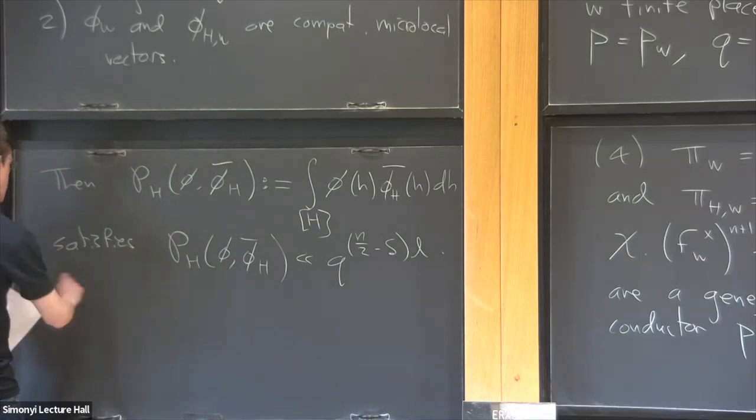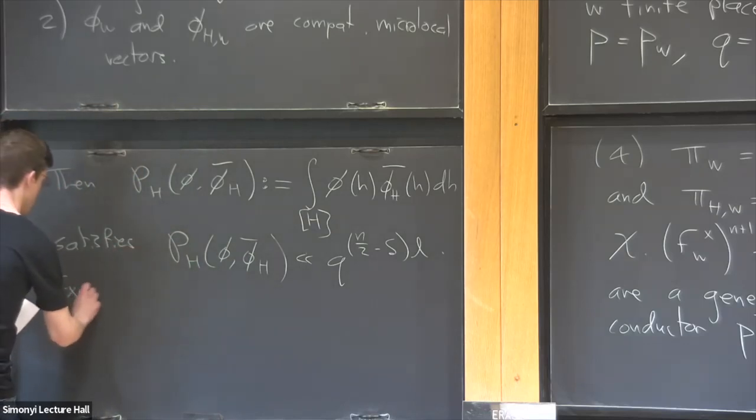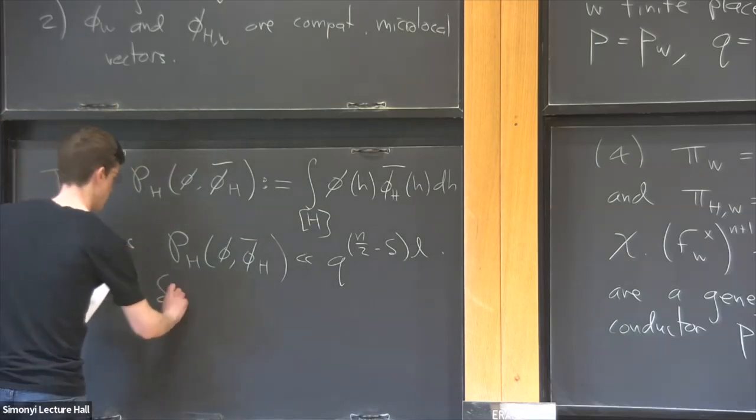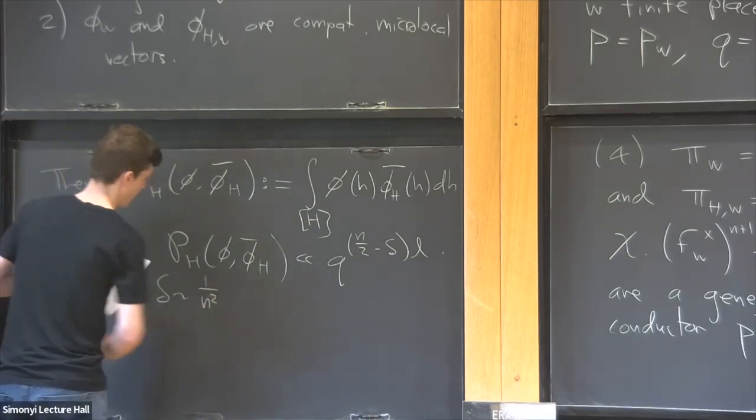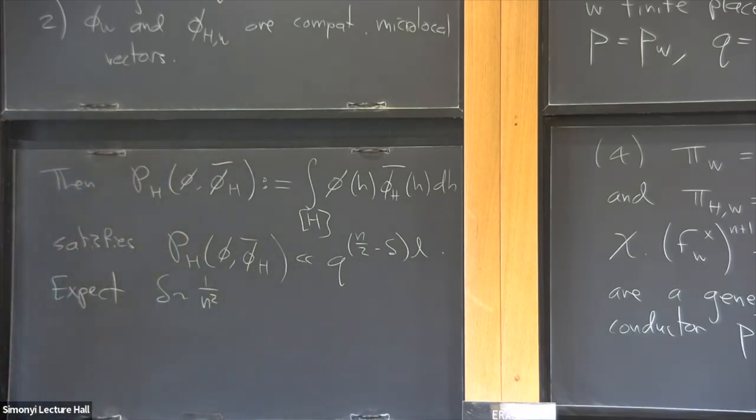If theta is fixed, I expect to get delta about 1 over n squared. So that's the dependence on it. All right, so any other questions before I talk about the subconvex bound you derive from that?